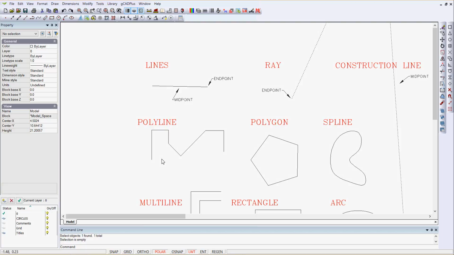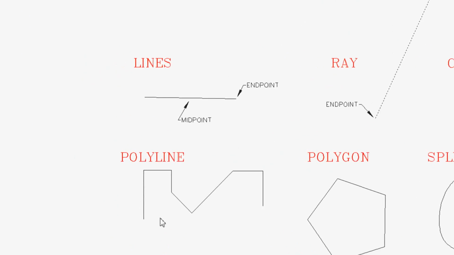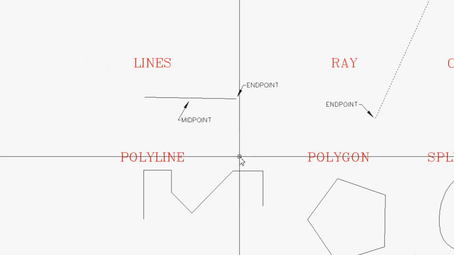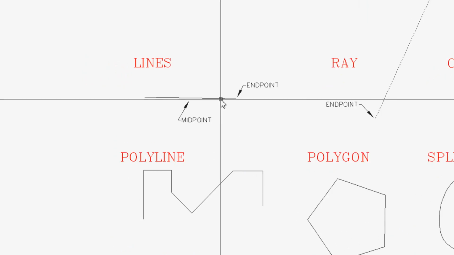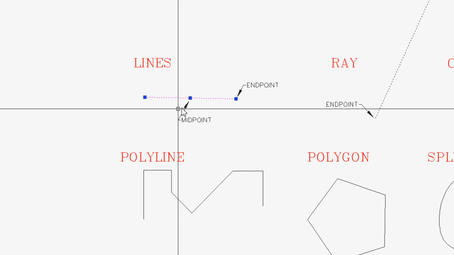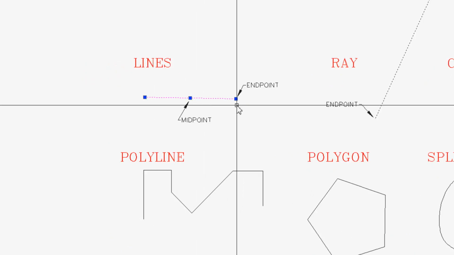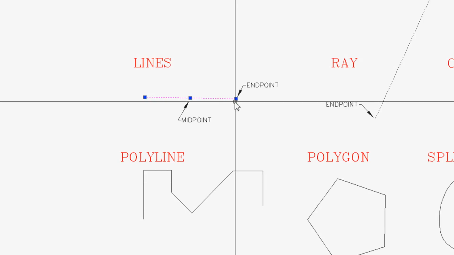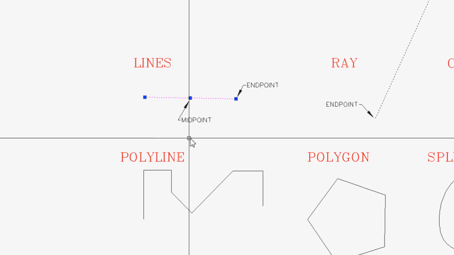Each and every entity in a landscape CAD drawing will have some sort of grip or handle on them. Where they are and how many they are depends on the type of entity. So if I select a line without starting any command, you can see I have 3 grips or handles, one at the midpoint and one each at either end.